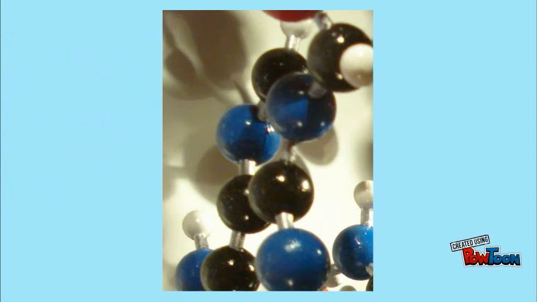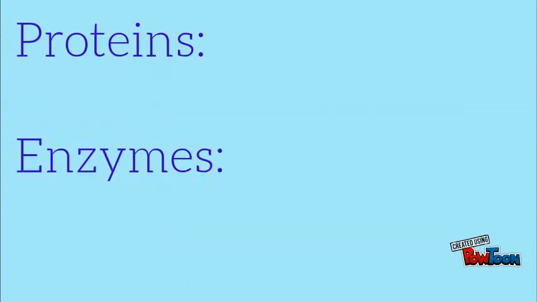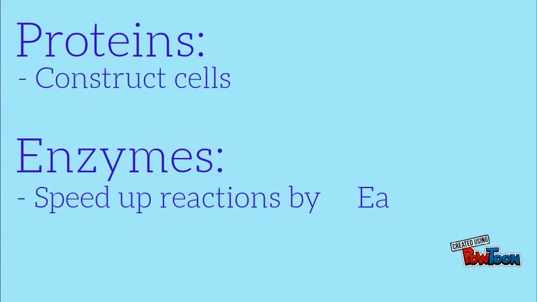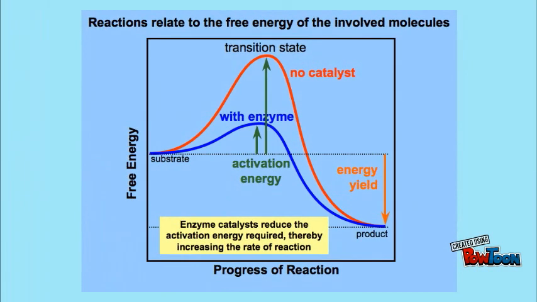Enzymes fit into the protein macromolecule group since they consist of long chains of amino acids. However, proteins are used to construct cells, while enzymes are used to speed up reactions by decreasing a reaction's activation energy, which is the amount of energy needed to reach transition state.